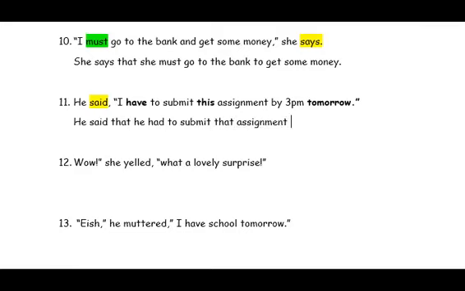Have becomes had, right? To submit, this becomes that. Assignment by 3 p.m. tomorrow becomes the following day or the next day. Right, guys?